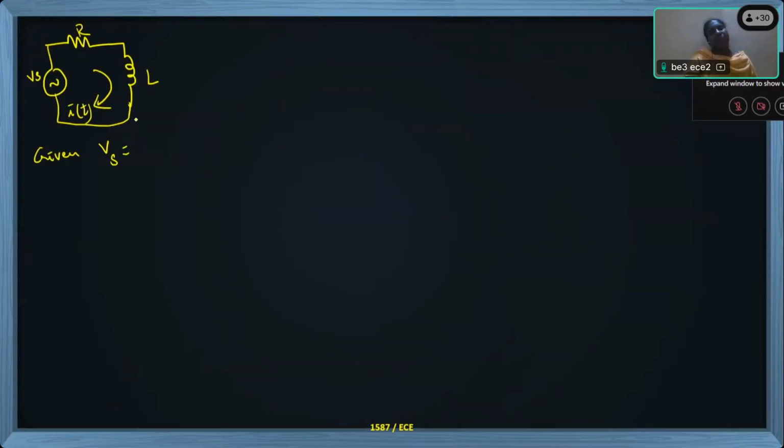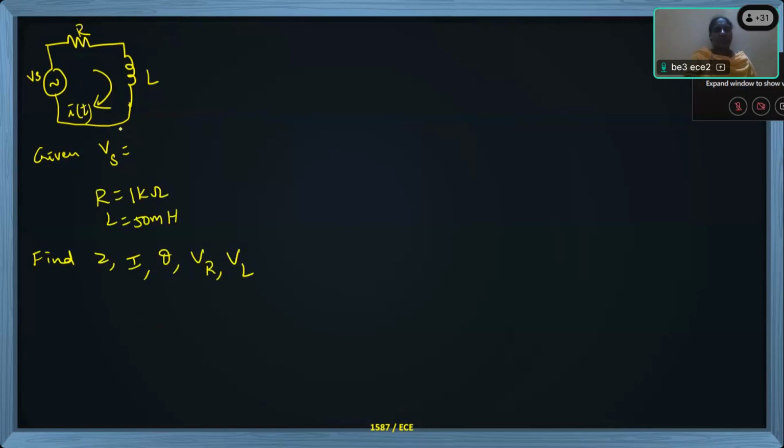You are given an RL circuit, and a supply voltage is there. This is Vs, and this is the R value, L value, and current I of t. What they have given: Vs is, I think, 10 volts. The R value is 1 kilo ohm, and the L value is 50 millihenries. Then find the Z value, current value, theta angle value, VR value, and VL value. All these are asked.